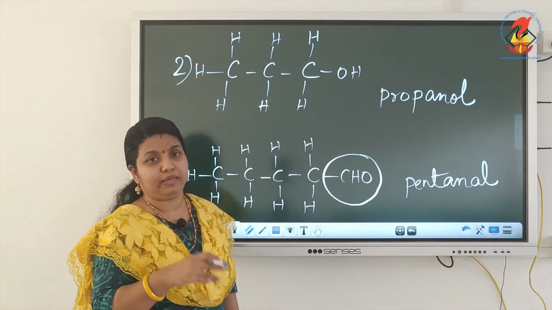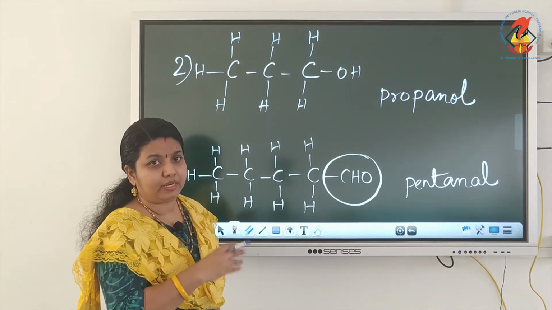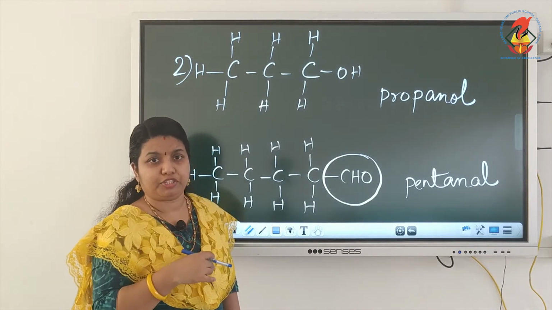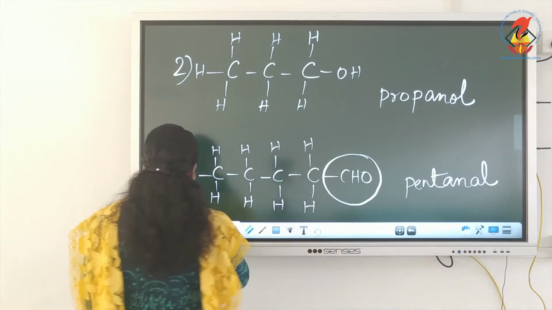The table you have to learn by heart. Only then you will be able to write the name. Actually it is very easy, provided you can identify the functional group and you know whether the functional group is to be added as prefix or suffix. So the table is very important.